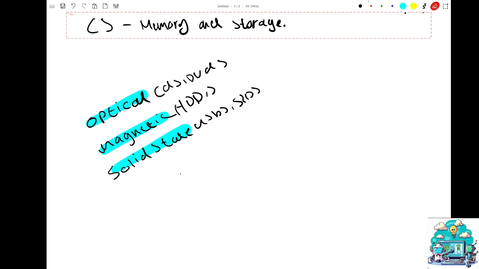Reliability, you'd say that you have more reliability in the magnetic hard drive because you can store lots of data on it for a very long time, while solid state has a specific certain number of read-write times and has a limited lifespan.